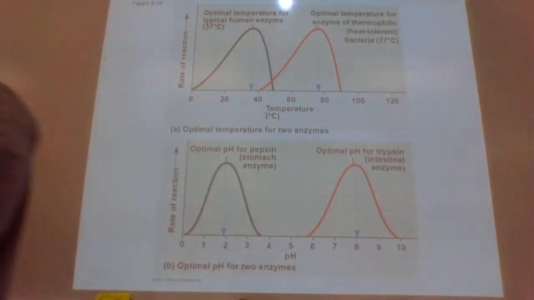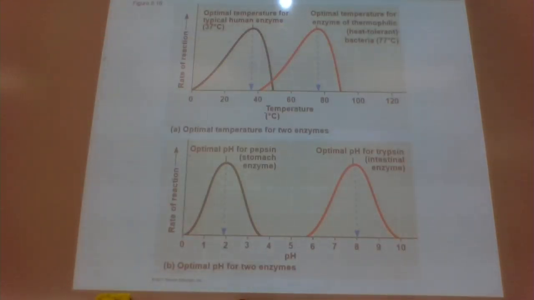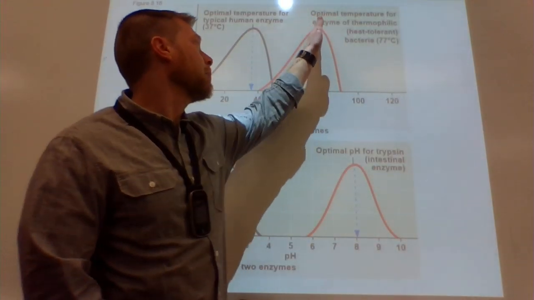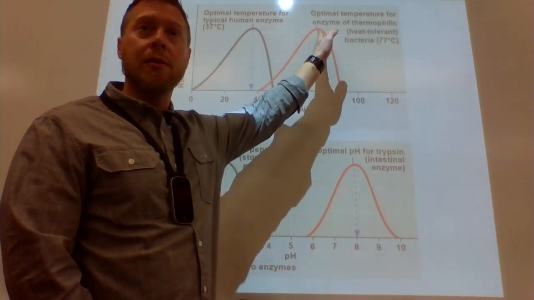Now, here we have a special kind of bacteria. These are bacteria that live in hydrothermal vents that are extremely hot. And if you look at it, their optimal temperature is 77 degrees Celsius. That is more than double our body temperature. So you're looking at bacteria that survive at over 200 degrees Fahrenheit. That is their optimal temperature, right? These enzymes function at a much higher temperature than our enzymes function at.